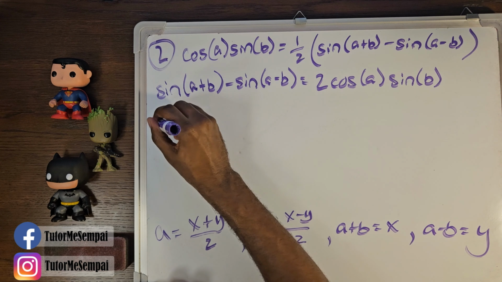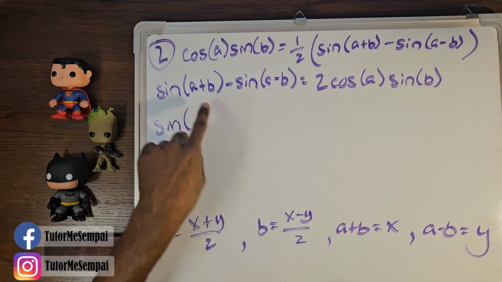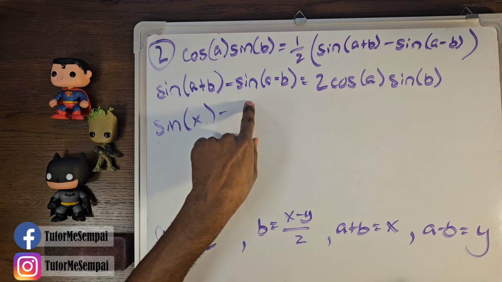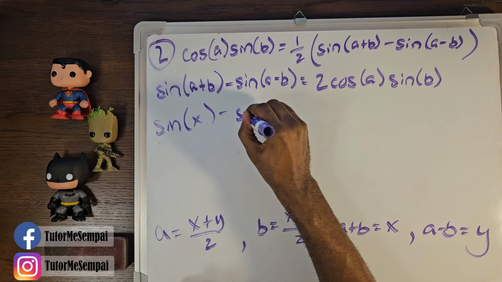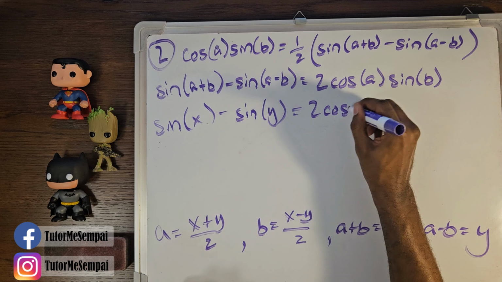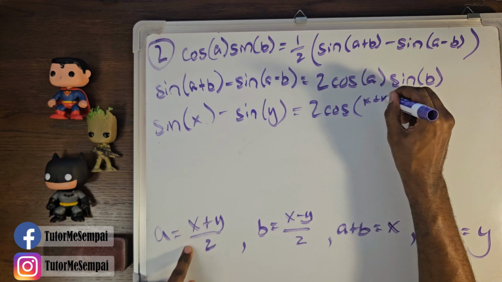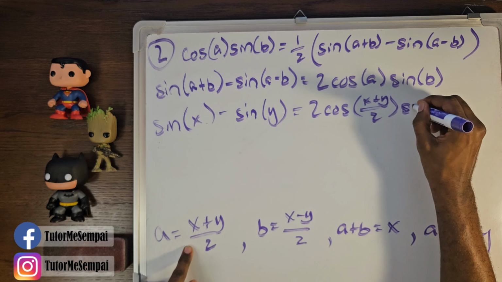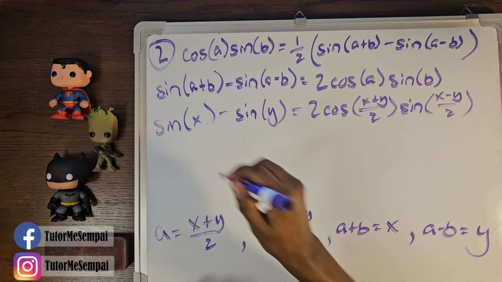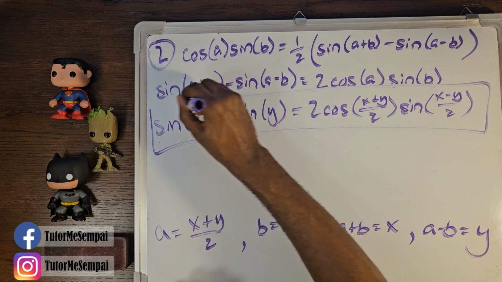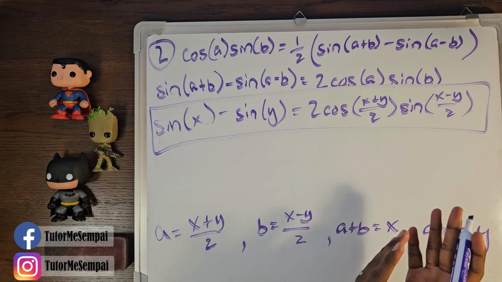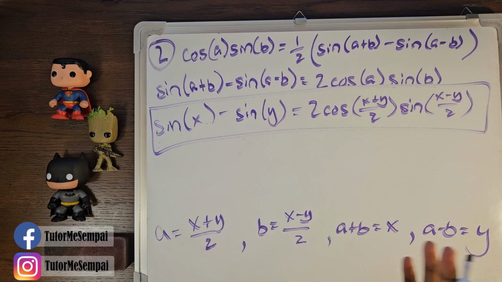So we're going to have the following. Sine of A plus B is going to be sine of X minus our sine of A minus B, which is sine of Y, equals 2 cosine X plus Y over 2 sine X minus Y over 2. And this is going to be our second identity, in which we went from our product to sum identity into our sum to product identity.